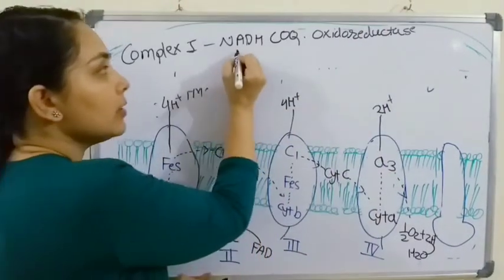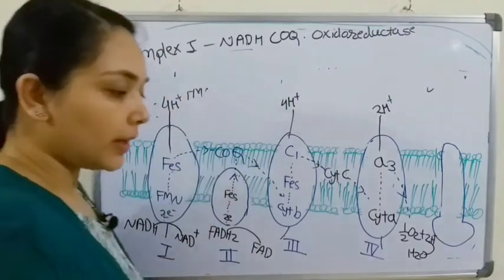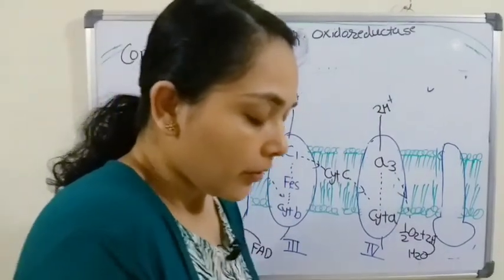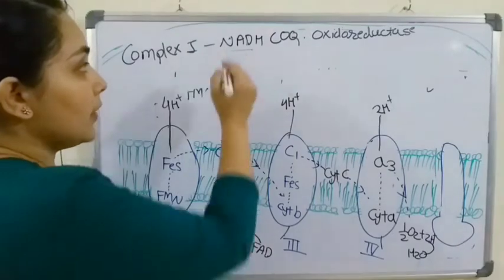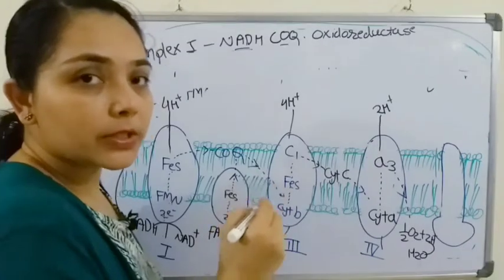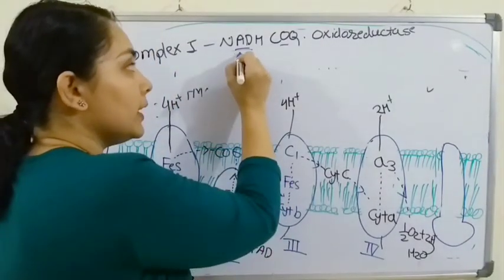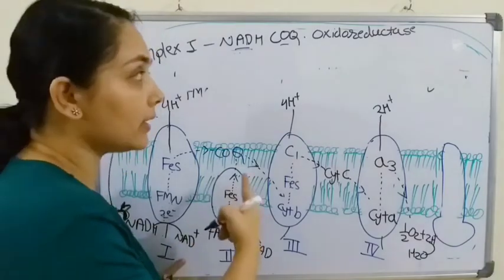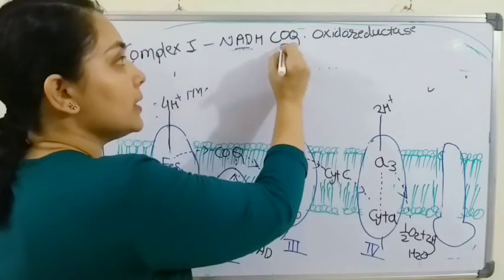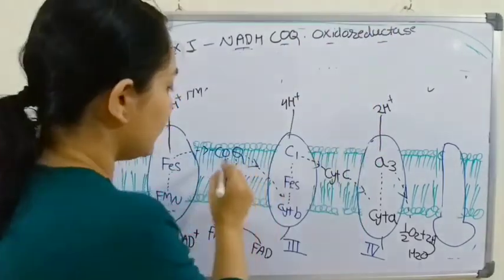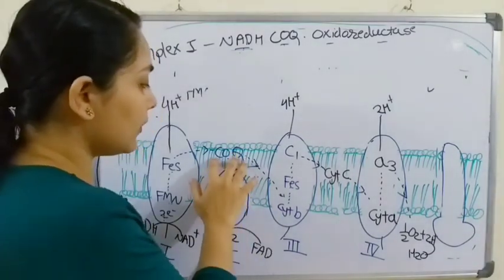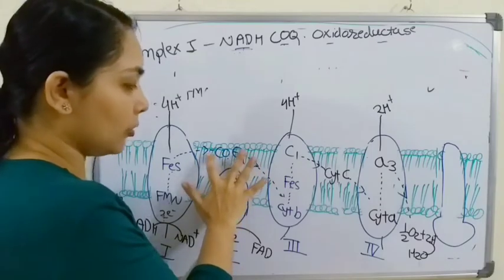Okay, here we will write how we will write the name of the complex. The one which is oxidizing, we first write the compound which is oxidizing here, and then we write the compound name which is reducing here. So first oxidation of NADH takes place here because NADH is donating the electron. So we write first NADH, and coenzyme Q is reducing. So NADH coenzyme Q oxidoreductase is the name of this complex 1. Okay, so this way we are getting our electrons and hydrogen up to coenzyme Q.